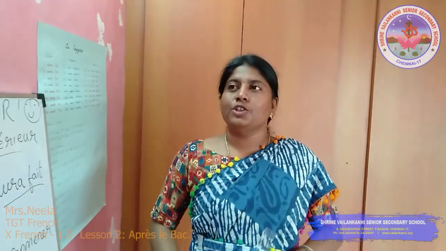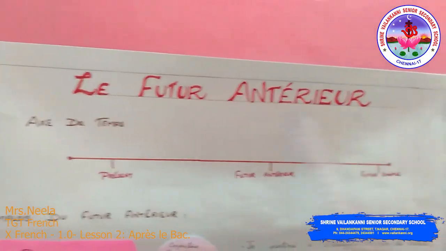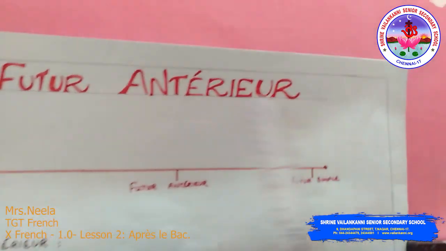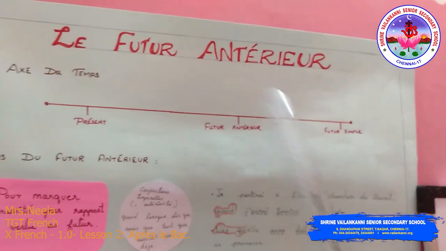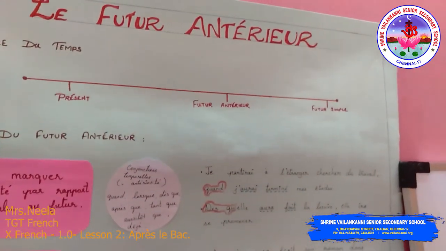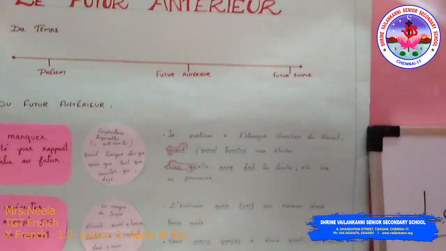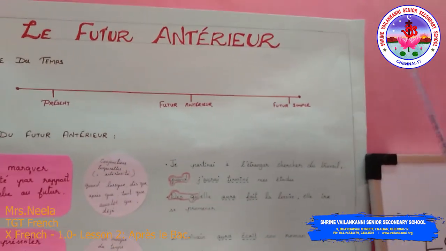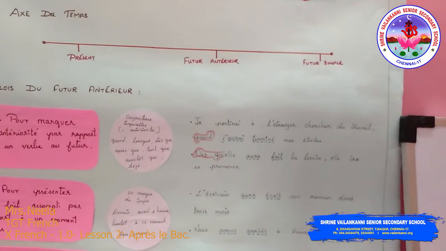Bonjour. Today we are going to learn le futur antérieur. From the word itself you will get some hint. That is, l'antérieur means something which is happening before. It is nothing but what corresponds in English to the future perfect tense. Keep that in mind and you can just go through this video.